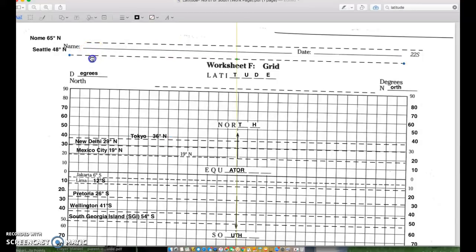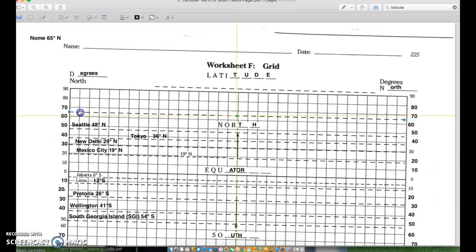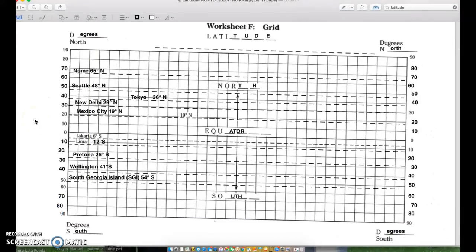Next is 48 degrees north, and that's going to be Seattle, Washington. So I placed my dotted line, and I'm going to drag in Seattle and place that in there. Again, remember, any point, please click pause. And for our last city, it's 65 degrees north, and that's going to be Nome, Alaska. I'm going to click it right there. So right there, that's what your worksheet should be looking like right now. Again, pause it if you need to.